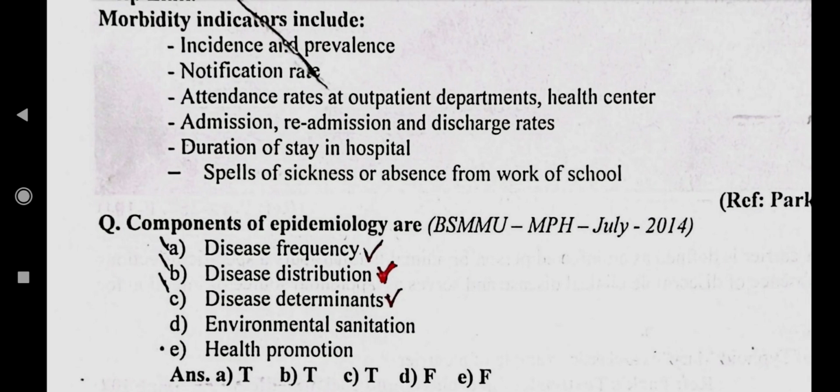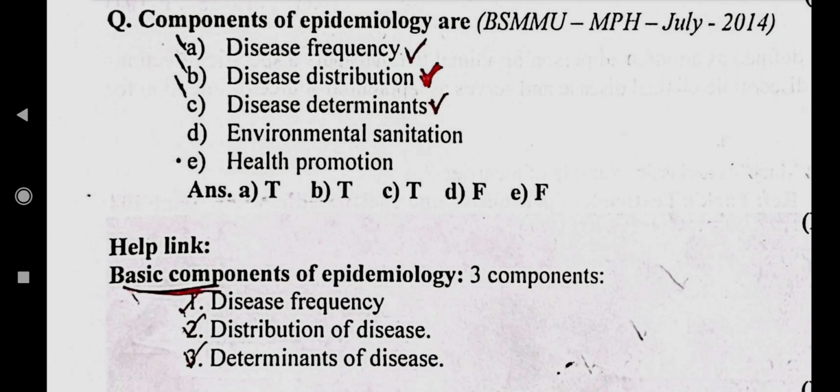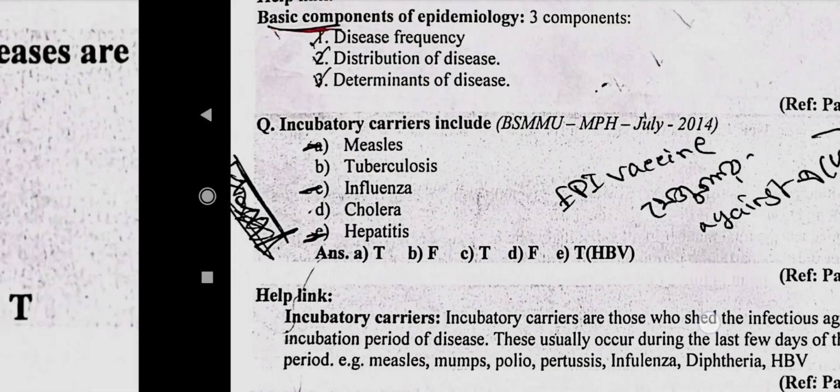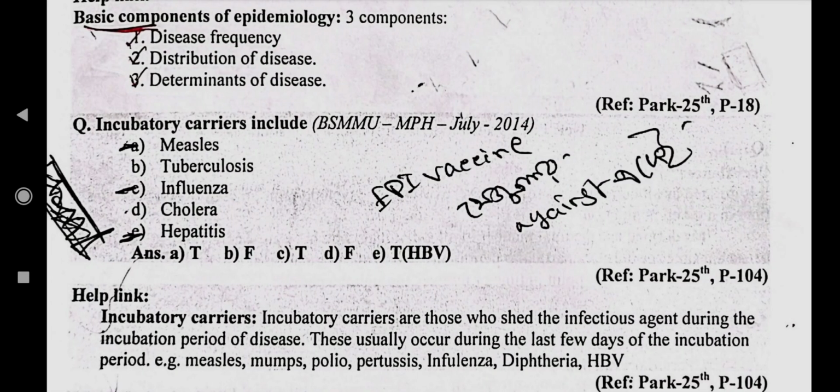Components of epidemiology are disease frequency, disease distribution, disease determinants. False answer: environmental sanitation, health promotion. Incubatory carriers include: true answer measles, influenza, hepatitis. False answer tuberculosis, cholera.